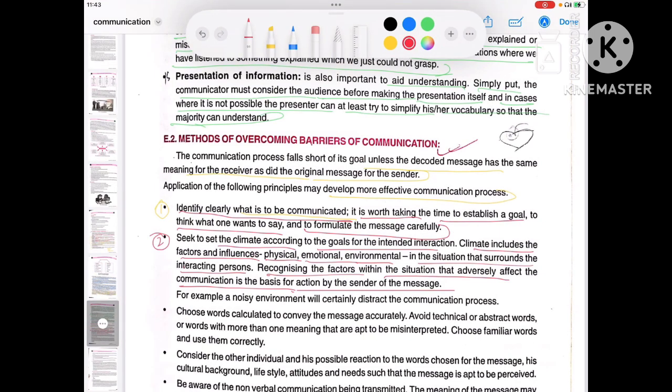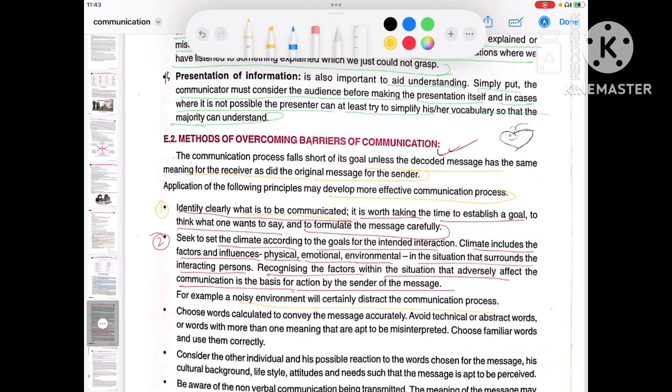So here, according to the physical, emotional, and environmental situation, they have to convey their message or maintain the communication. For example, a noisy environment certainly distracts the communication process. If you are going to say a message or information to somebody and there is too much noise, what will you do? You will wait for the noise to stop, and then you will say it. So the situation is very important.